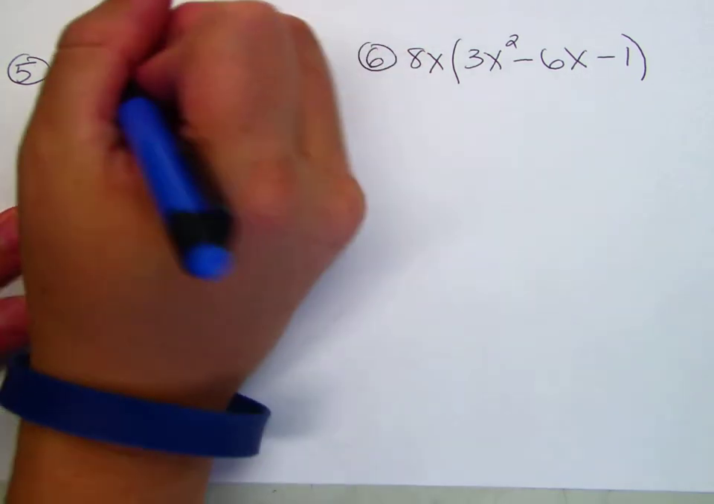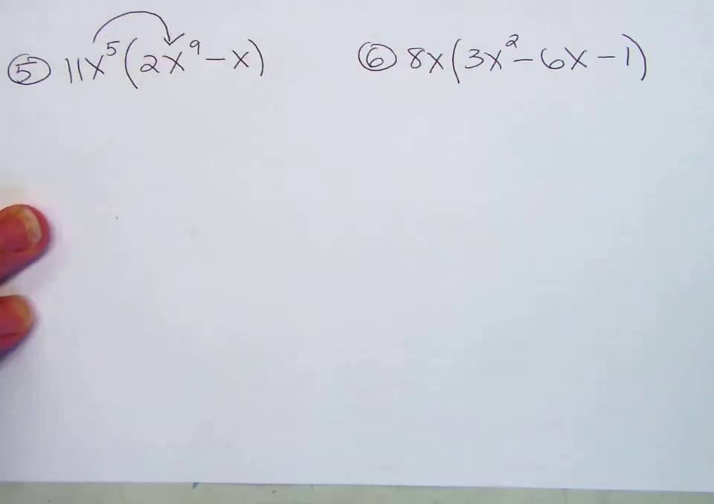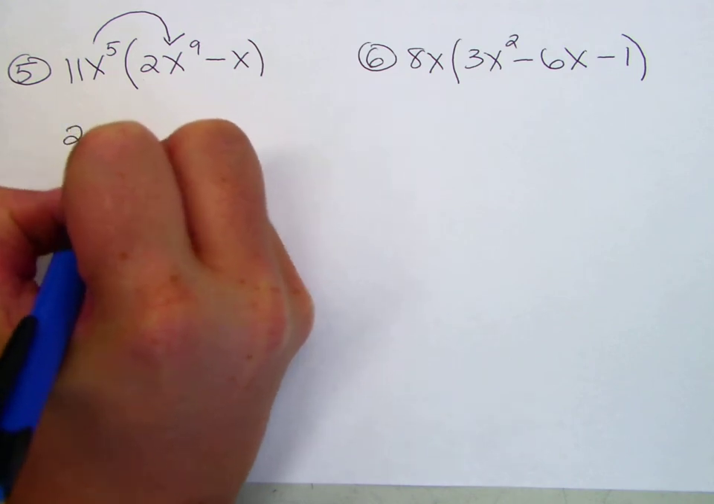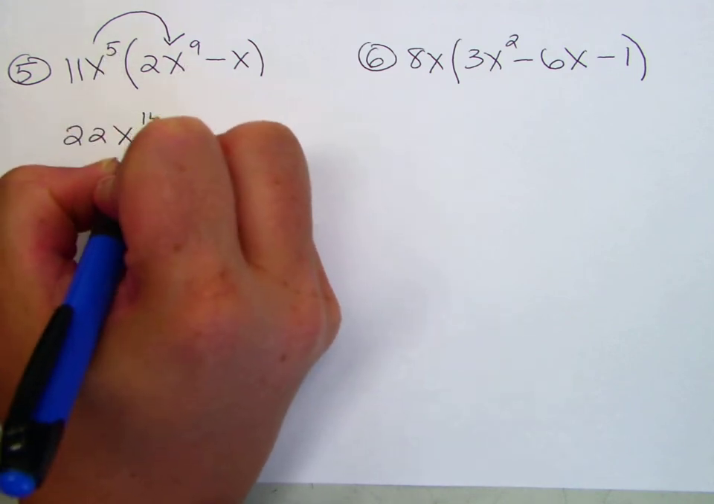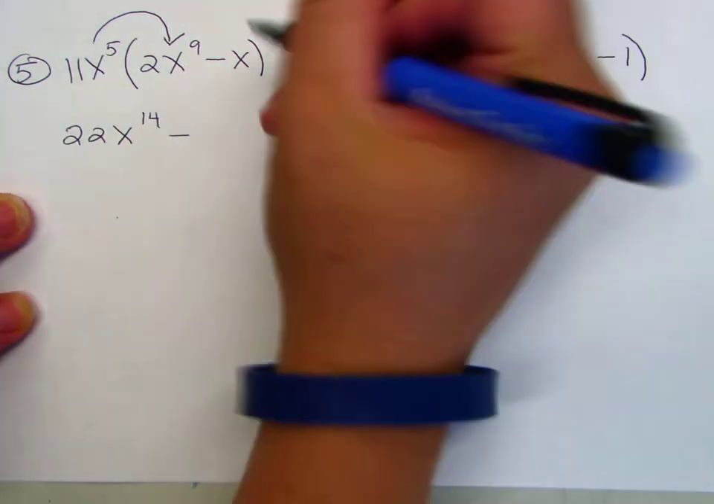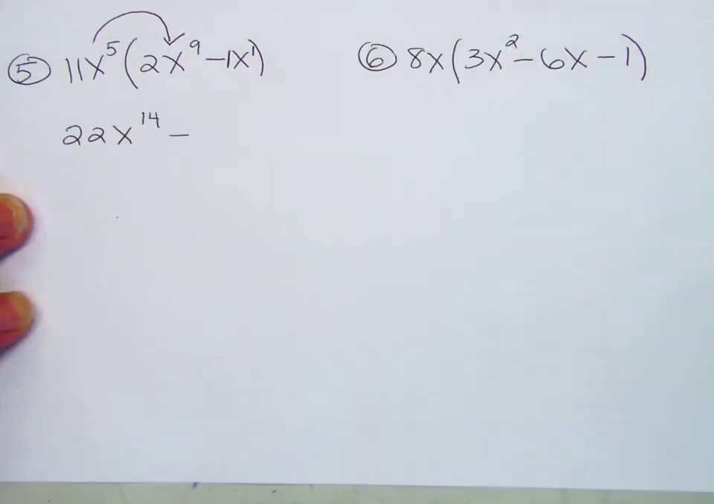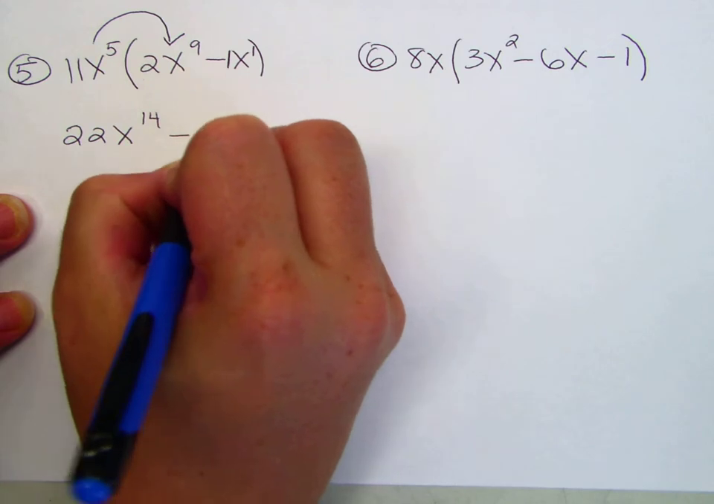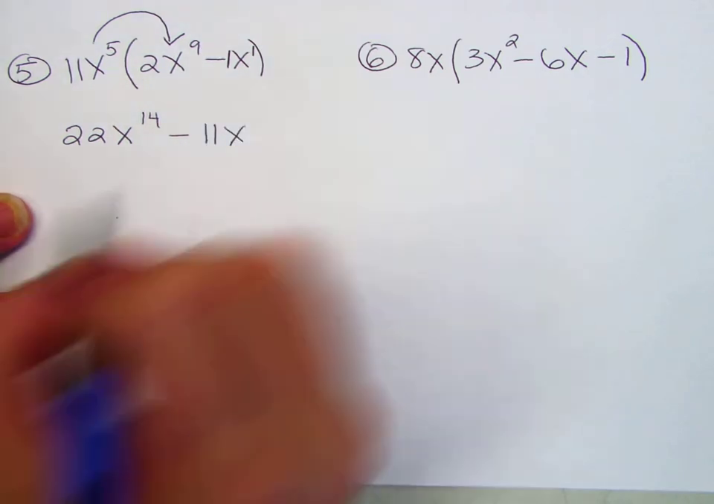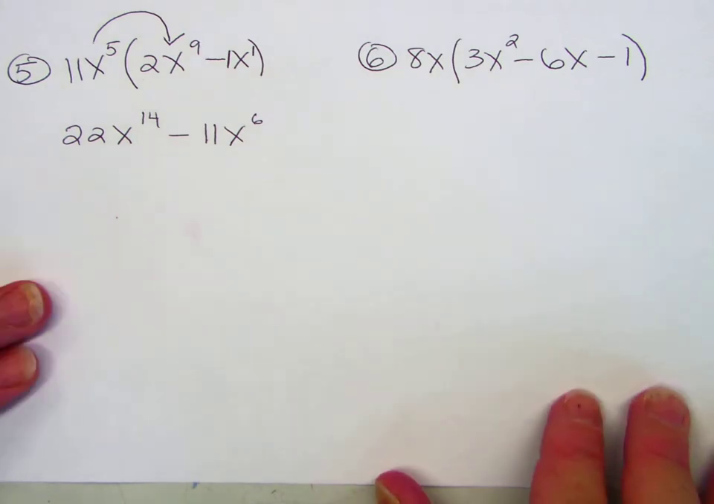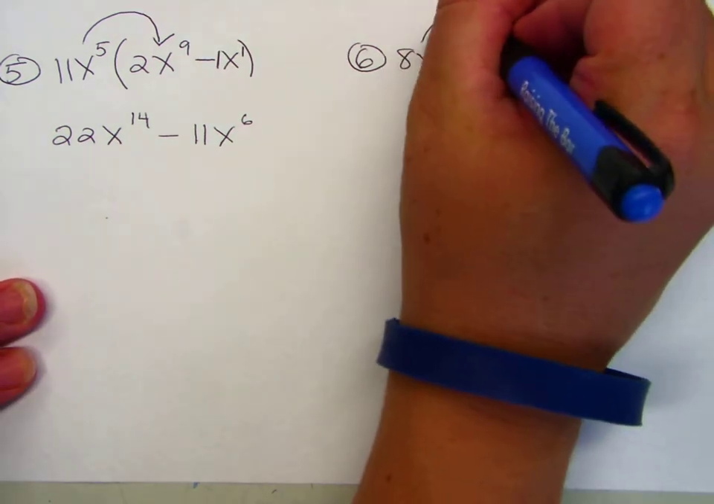All right, distribute again. Multiply your coefficients and add your exponents. 11 times 2 is 22. 5 and 9 is 14. Minus. Again, remember there's a 1 there, and there's also an imaginary 1 in front. 11 times 1 is 11. 1 and 5 is 6. Done. Last multiplying problem. Distribute.